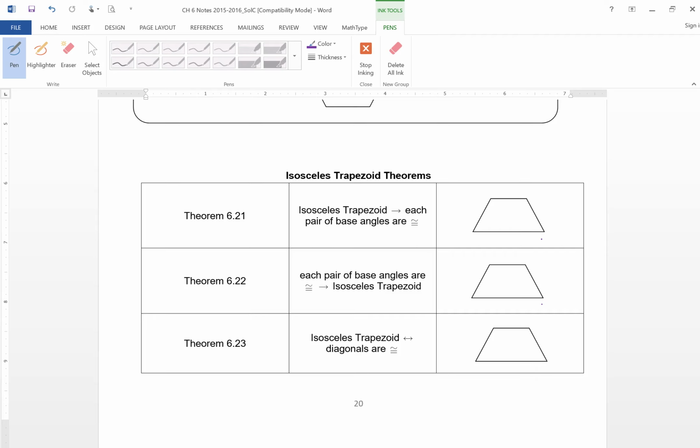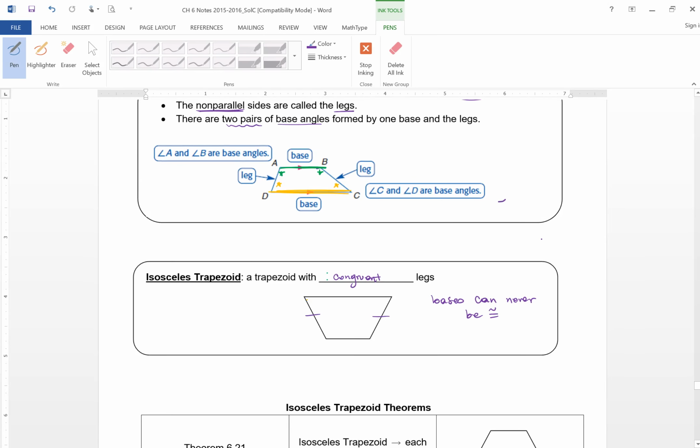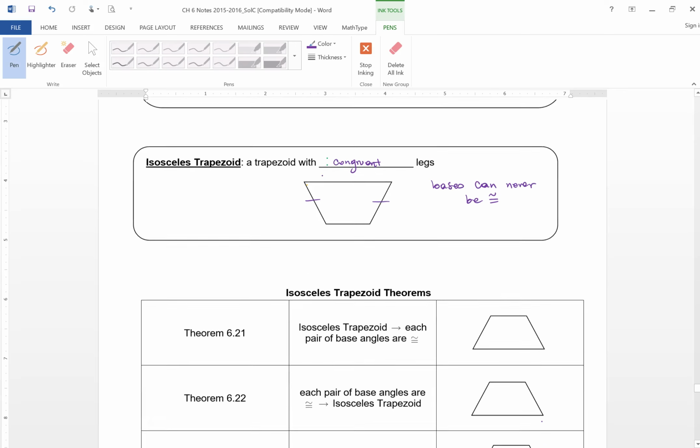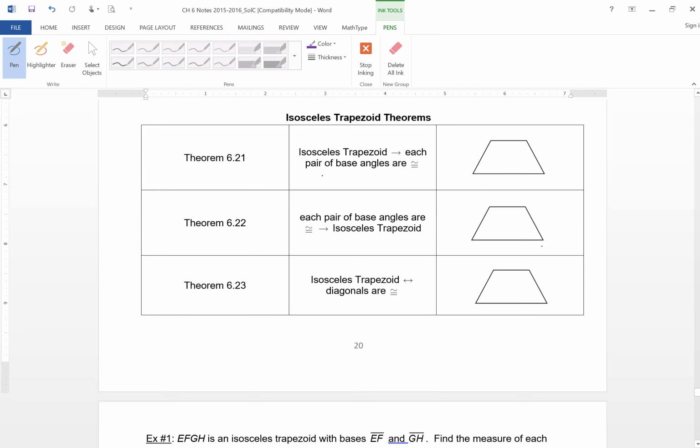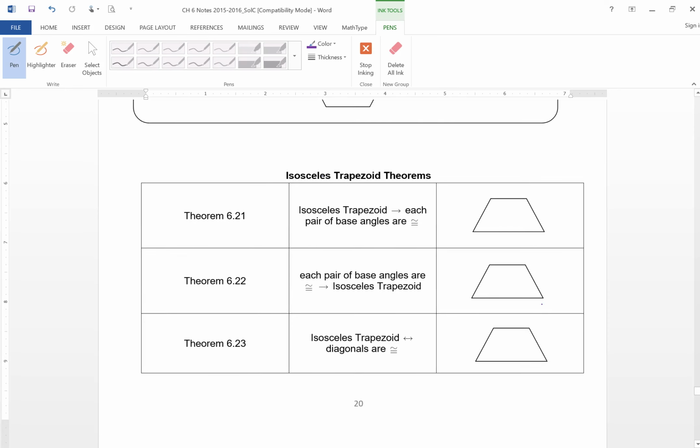Is every single trapezoid an isosceles trapezoid? No. Because look at the one on top. The two legs are clearly not congruent. Okay? So then for those, the base angles aren't congruent? Right. The next one is the converse. It says, if each pair of base angles are congruent, then you have an isosceles trapezoid. So this is the converse of this one.